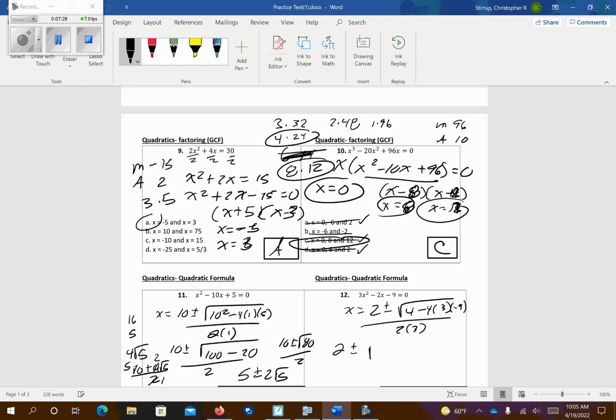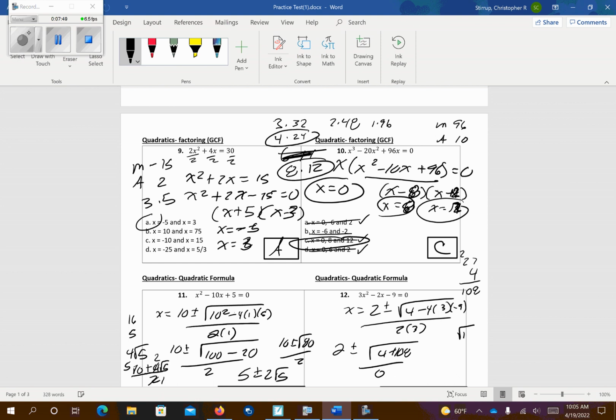2 plus or minus, I get 4. 4 times, let's see, do this off to the side. 4 times 27. That's going to give me 28, carry the 2. That's 8, 9, 10, 108. So positive 108 over 6.